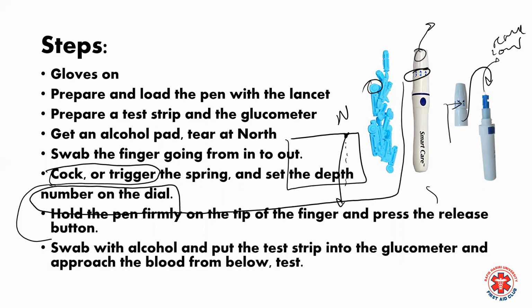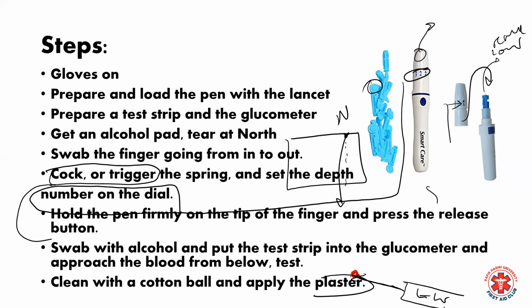I'm going to swab with alcohol. Again, the blood comes out. I swab with alcohol, then I put the test strip into the glucometer and approach the blood from below. This is my finger. And this is my blood. Then I get the test strip and take it from here. This connects to the glucometer. And then I get my reading, clean and swab with a cotton ball and put a plaster.